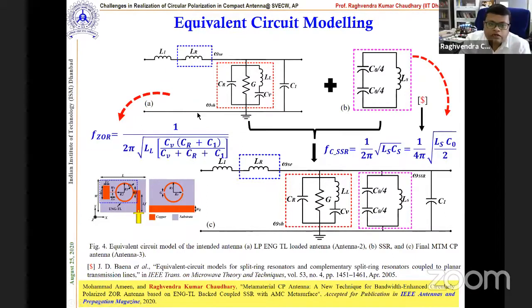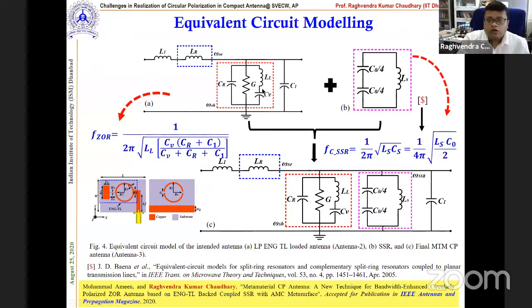This is quite easy. I can tell you, this is a feed, then we have a ring. So we model it as L1 and LR, these two things. Then after, we have a shunt inductance. The shunt inductance is LL, and there is a gap actually, a gap distance between the upper and lower part.